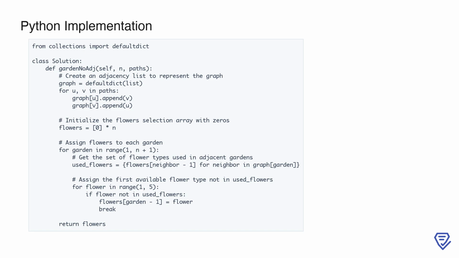5. Efficiency. The algorithm is efficient, with a time complexity of O(n + e), where n is the number of gardens and e is the number of paths. This is because we iterate through all gardens and their neighbors once. This implementation handles edge cases such as gardens with no paths, isolated nodes, gardens connected in a linear or cyclic manner, and large inputs up to the constraints. The use of a greedy approach ensures correctness while maintaining simplicity and efficiency.